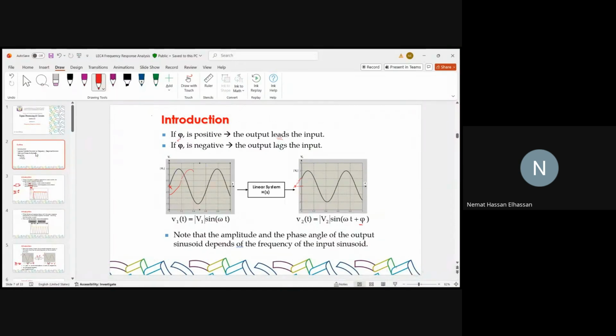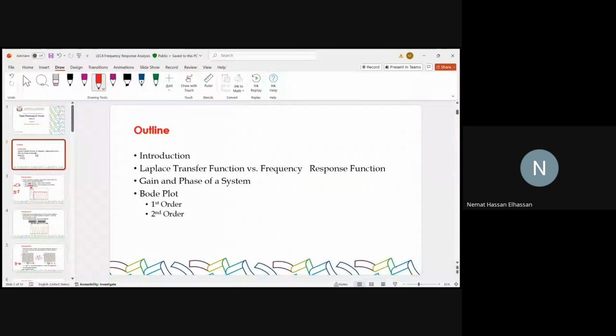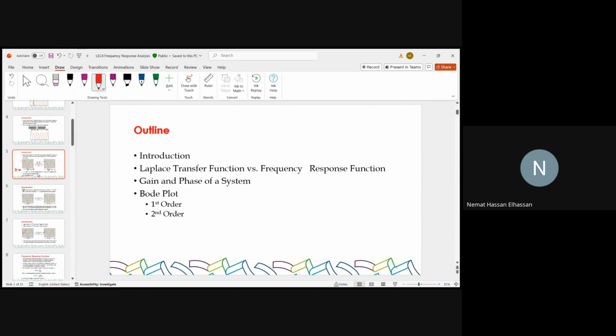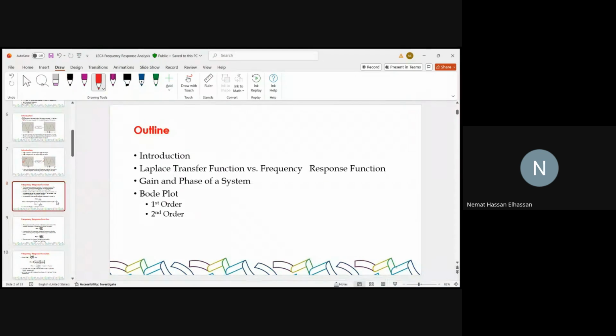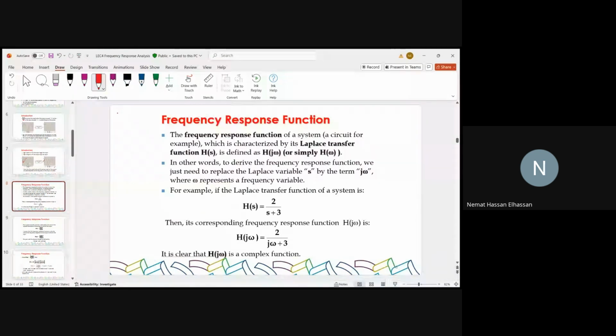In today's lecture, we're going to discuss the concept of a Laplace transform function and a frequency response function. What is the difference between Laplace transform and frequency response? We've already discussed the concept of gain and phase, but we'll discuss them in more detail with examples and how to plot them. Earlier we said that the Laplace transfer function H(s) is equal to the output Laplace function divided by the input Laplace function.